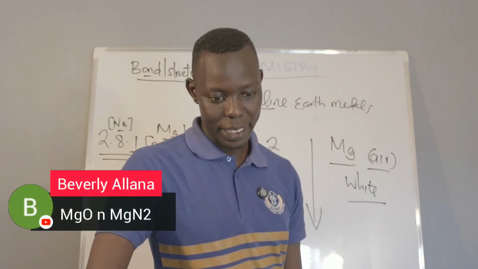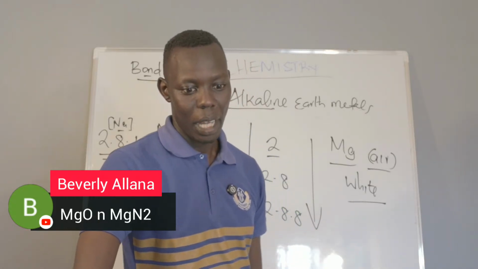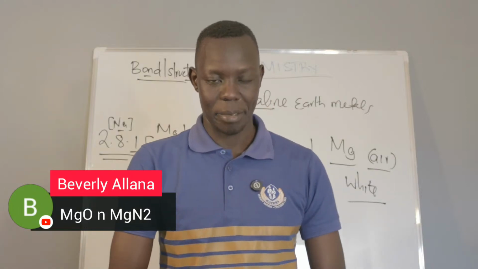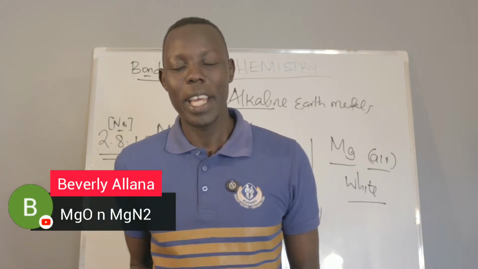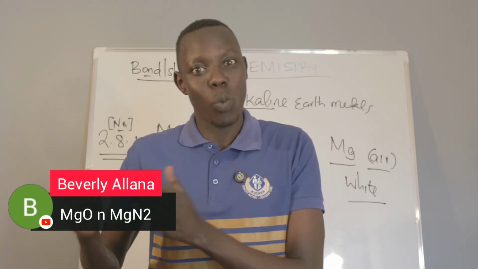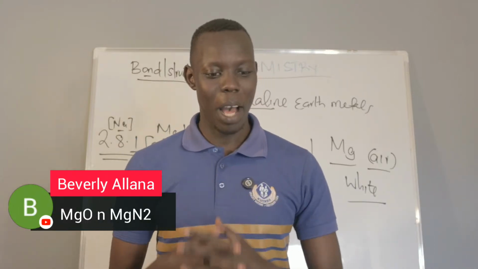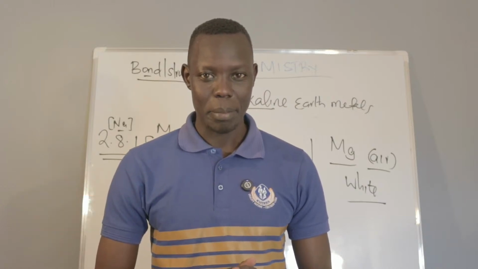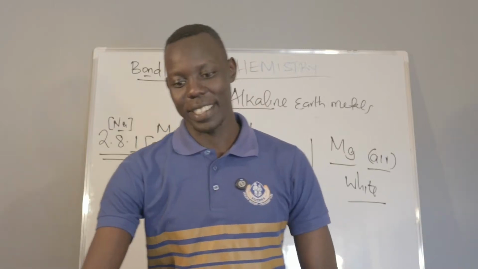Okay, Beverly is saying magnesium oxide and magnesium nitride. Thank you. That is exactly what I wanted. Magnesium oxide, why? Because magnesium reacts with oxygen in air. Magnesium nitride, why? Because magnesium reacts with the nitrogen in air. The same applies to calcium oxide and calcium nitride.